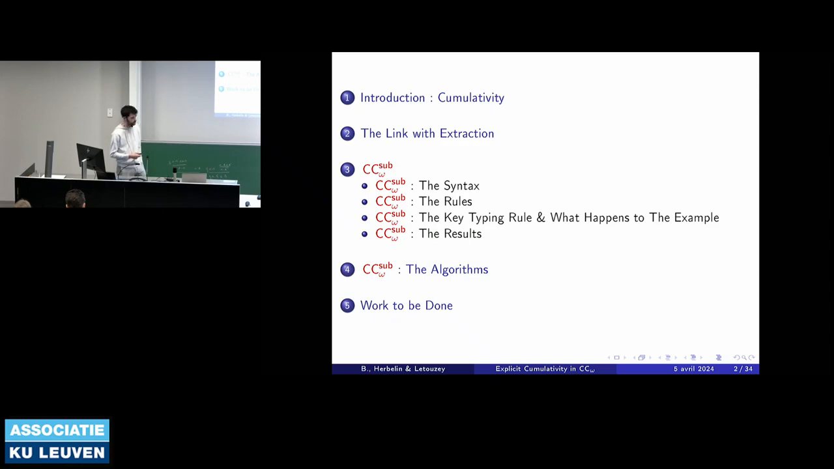So here's a brief plan of what I will talk about. In CC omega and pretty much several theories where there is a hierarchy of type universes, there is a cumulativity. So there is a subtyping between them. I will talk about that, and then about how to make it explicit using coercions in order to achieve several goals that the fuzziness of an implicit subtyping hides and makes more difficult than if there was an explicit version.